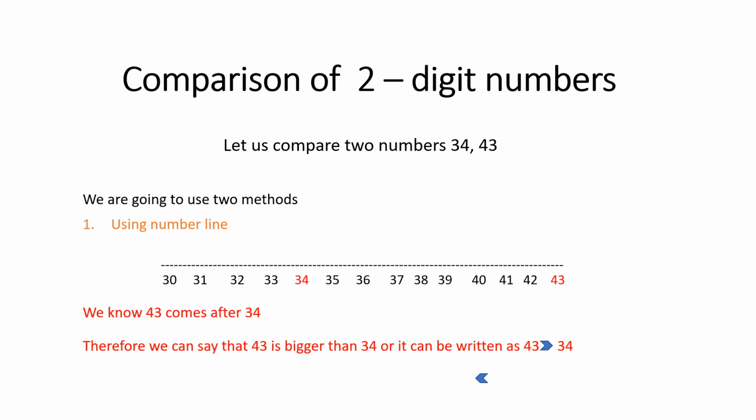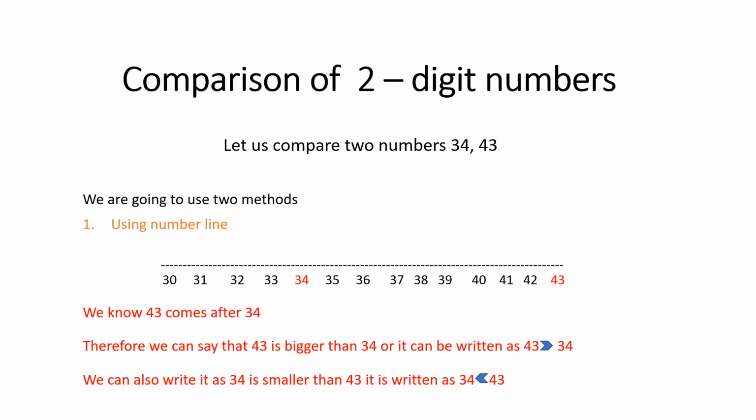So we can conclude that 43 is bigger than 34, or we can write it as it is shown, 43 is greater than 34. Or we can say in another way that 34 is smaller than 43, and it can also be written that way. Okay, I hope it is clear for you.